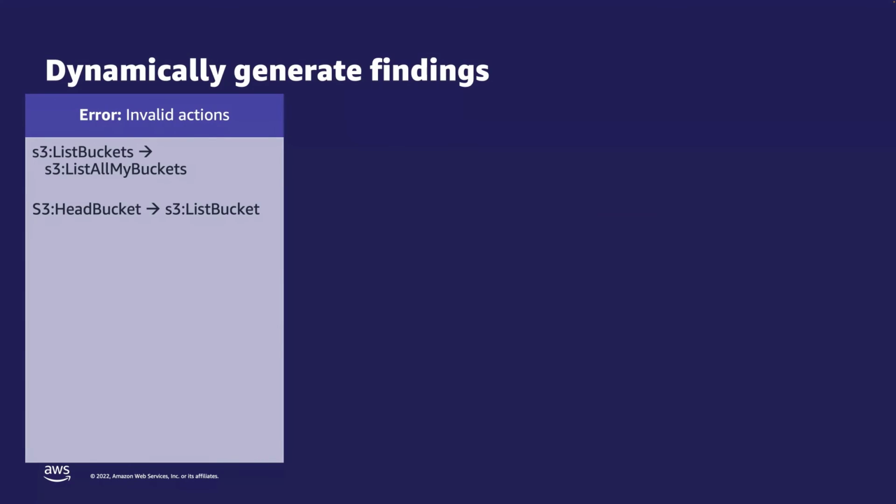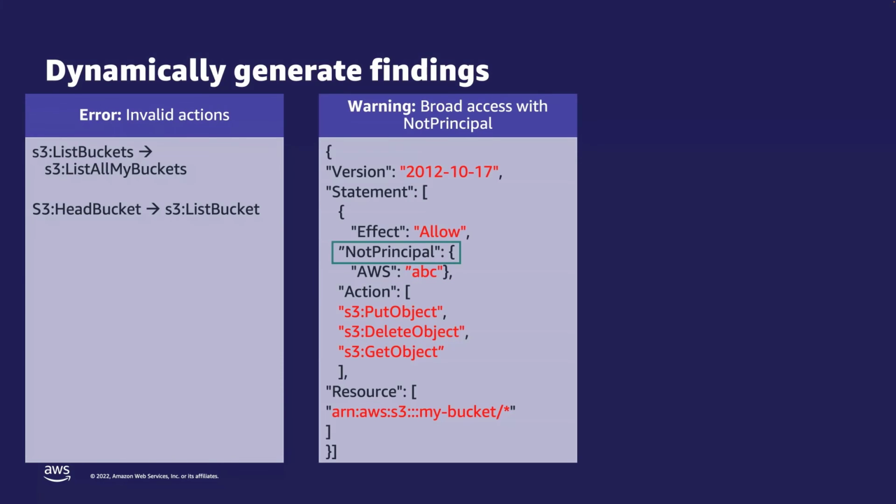Now, policy validation is a feature that contains over 100 encoded validations based on AWS policy writing best practices. It analyzes the policy to dynamically generate findings that help developers and storage administrators identify issues during authoring. Findings are categorized into errors, warnings, and suggestions based on their impact. Error findings are generated when a policy statement is non-functional. For example, it will generate an error when developers wrongly use S3 list buckets, which is an invalid action here, instead of S3 list all my buckets, which is the correct action.